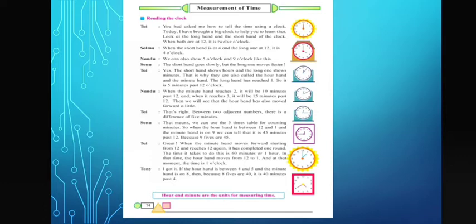As you can see on page number 74, reading the clock. Let us learn to read the clock. Tai, you had asked me how to tell the time using a clock. Today I have brought a big clock to help you learn that. Look at the long hand and the short hand of the clock. A clock has a long hand and a short hand.